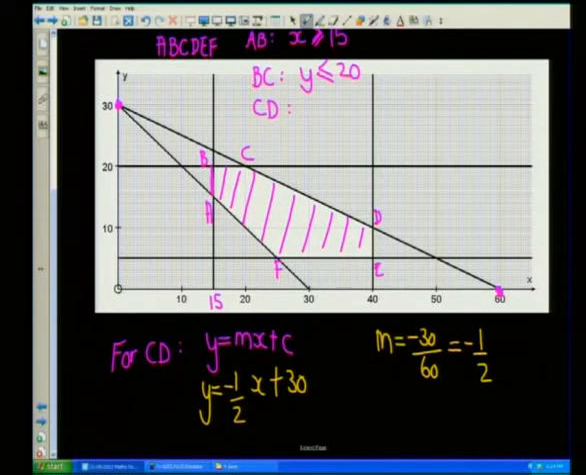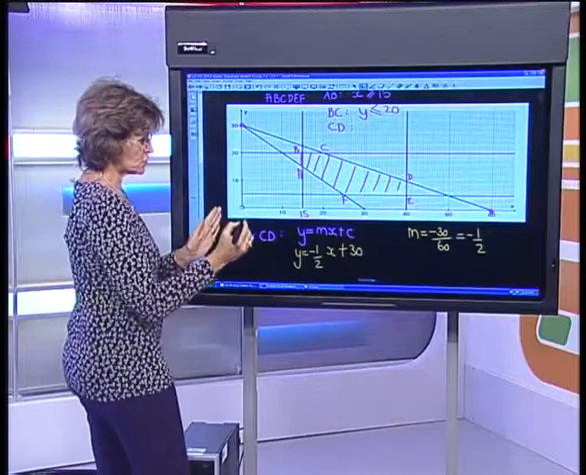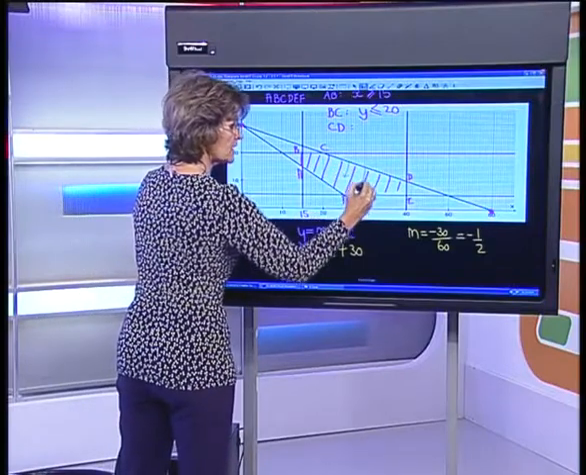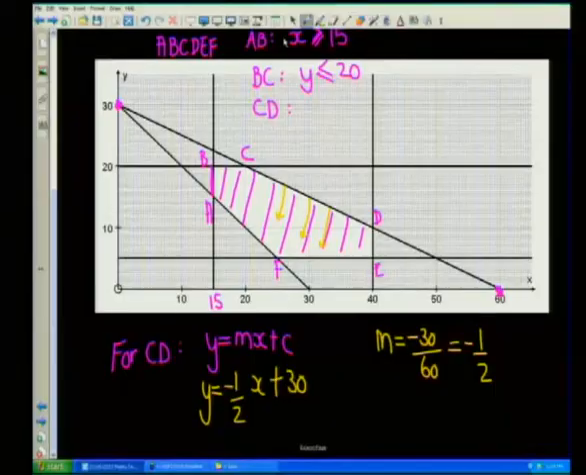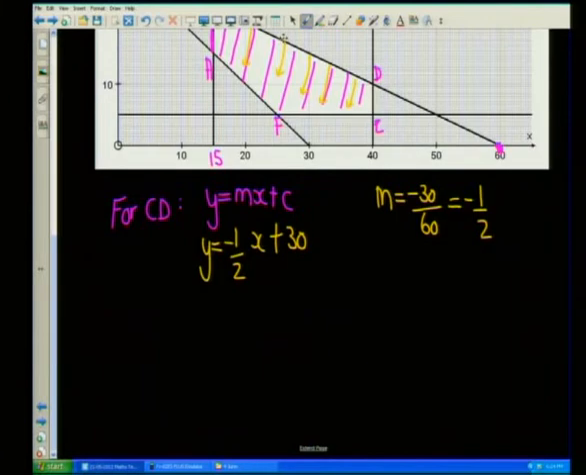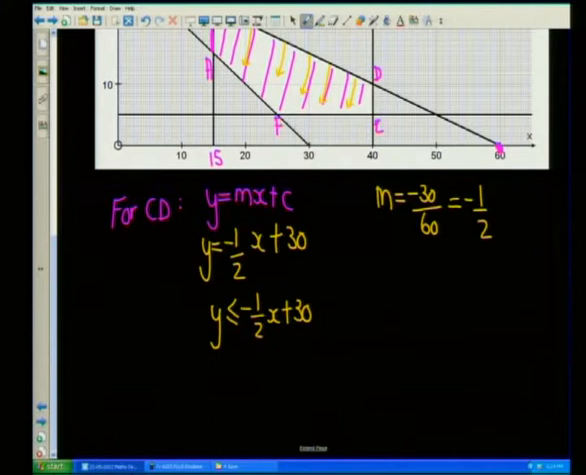Now I just need to check the relationship. Can you see that my feasible region is actually underneath that constraint? And when it's under, it means that the y values are lower than the line, so I need to change this and make my constraint y less than or equal to negative a half x, add 30. So that is my constraint for CD.